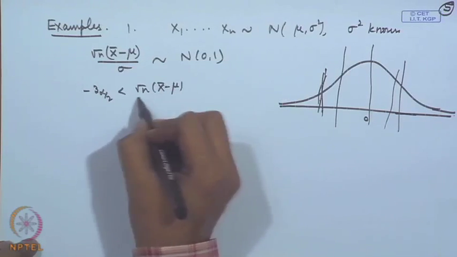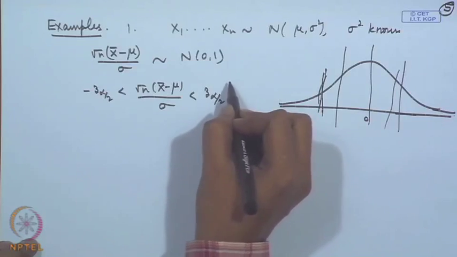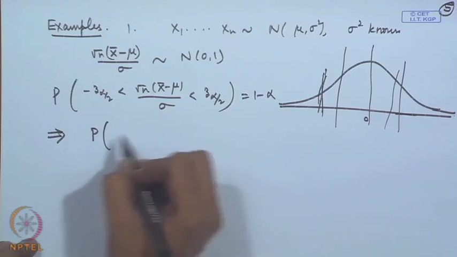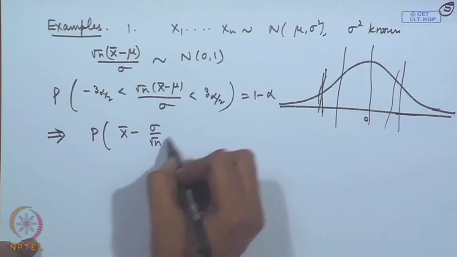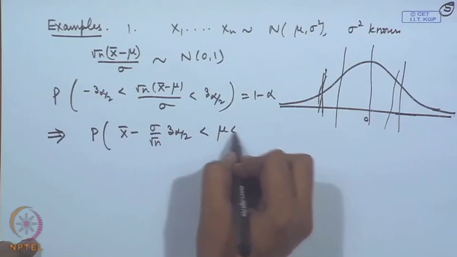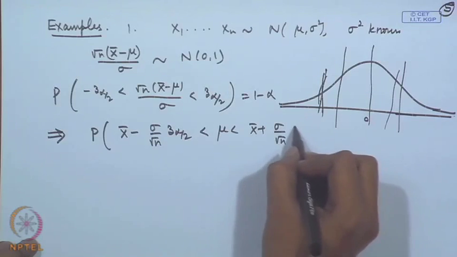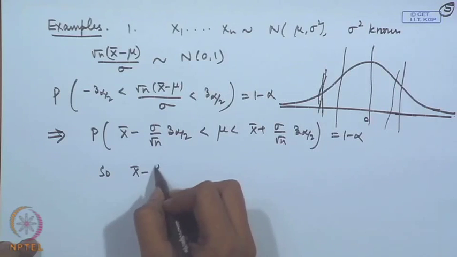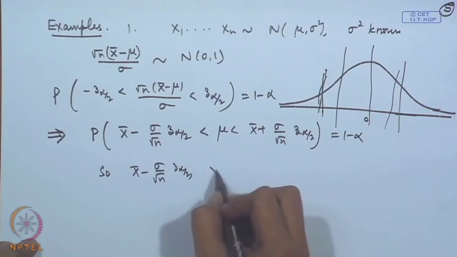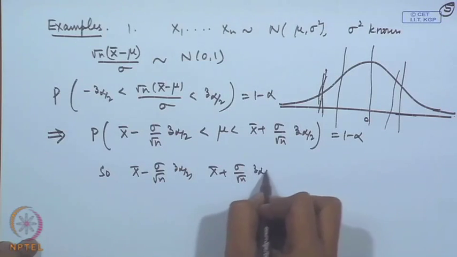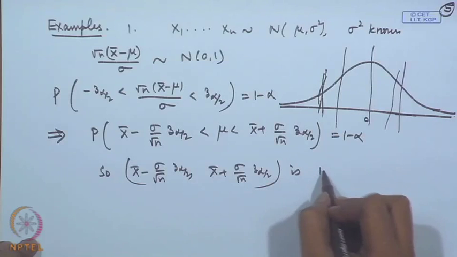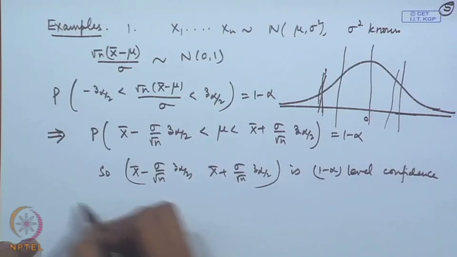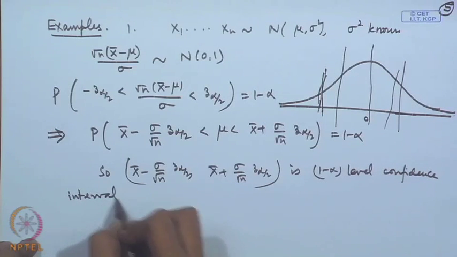x bar minus mu by sigma less than z alpha by 2, that is equal to 1 minus alpha, which gives the interval x bar minus sigma by root n z alpha by 2 to x bar plus sigma by root n z alpha by 2, as the 1 minus alpha level confidence interval for mu.